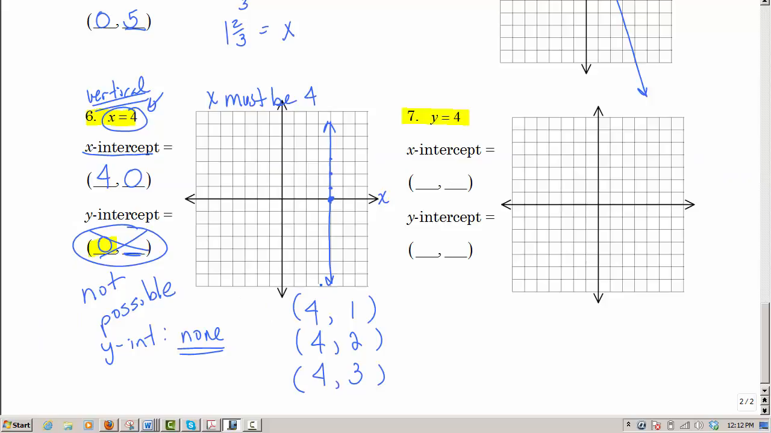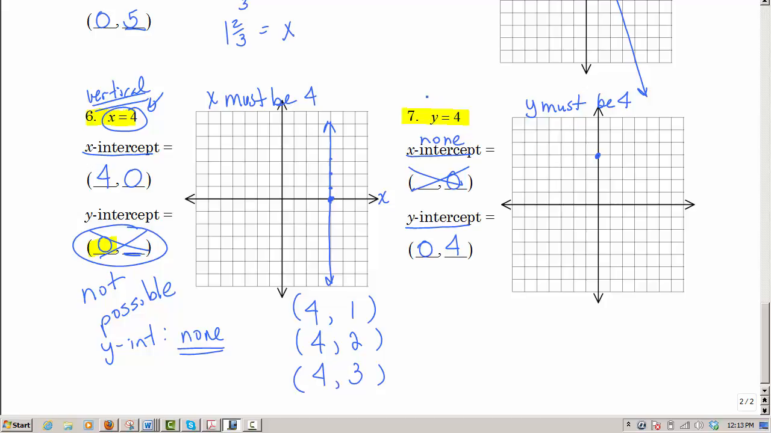On the other hand, let's look at number 7. This says that y must be 4. So y must be 4. So on finding the y-intercept, x has to be 0 and y must be 4. The x-intercept says y has to be 0. Not possible. This line does not cross the x-axis.